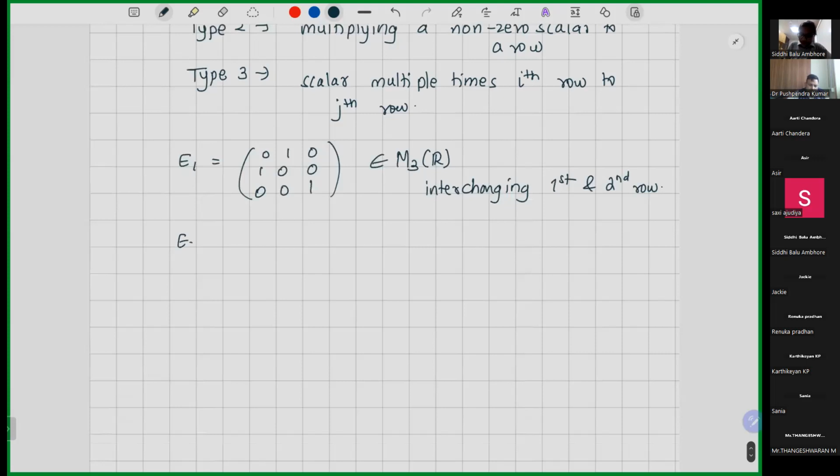Okay. And again we take this second matrix, E2: 1 0 0 0 1 0 and 0 5 1. So what I am doing is adding 5 times the second row to R3. So this is my second matrix. These are elementary matrices, with only one operation applied.